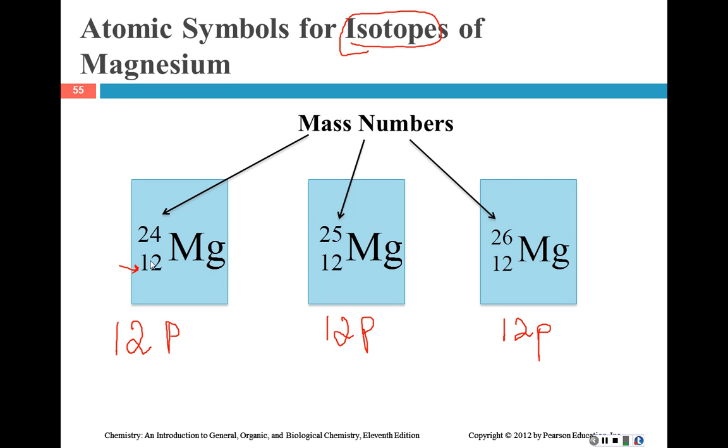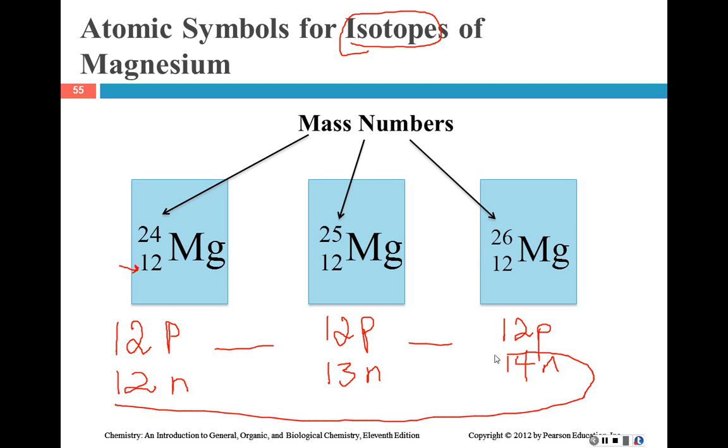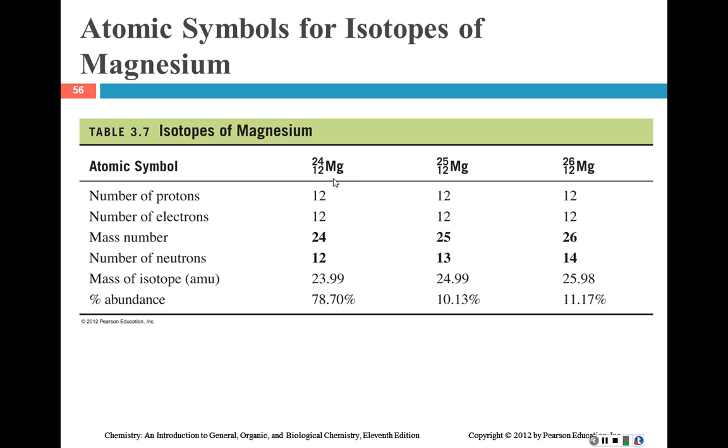What's the difference though? 24 minus 12 is 12 neutrons. 25 minus 12 is what? 13 neutrons. 26 minus 12 is what? 14 neutrons. So the only difference between these isotopes of magnesium is what? The number of neutrons. The number of protons does not change. If it didn't have 12 protons, it would no longer be magnesium. And so here's what I just told you.